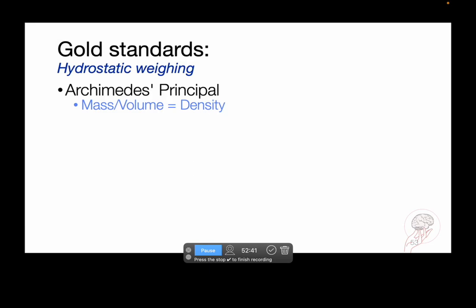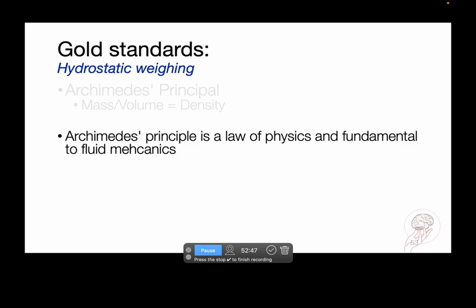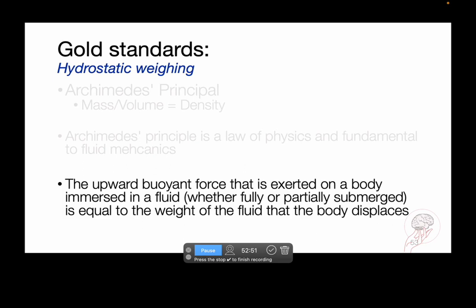But hydrostatic weighing is based on the Archimedes principle of density equals mass divided by volume. So this is a principal law of physics and fundamental to fluid mechanics, in which the upward buoyant force that is exerted on a body immersed in fluid, even if it's not fully, is equal to the weight of the fluid the body displaces.